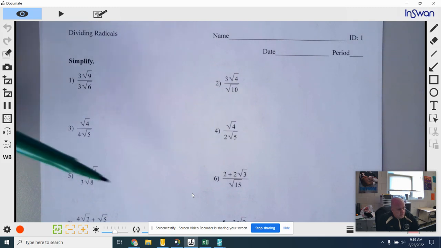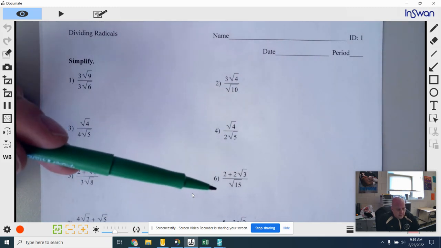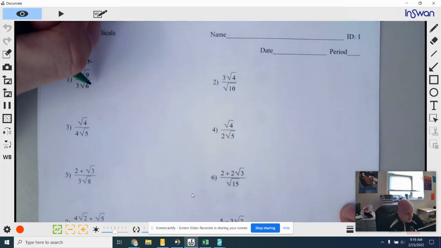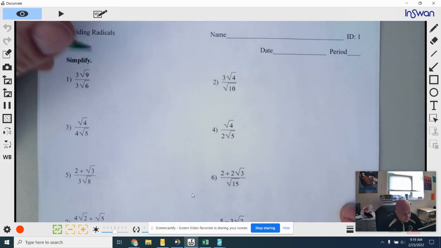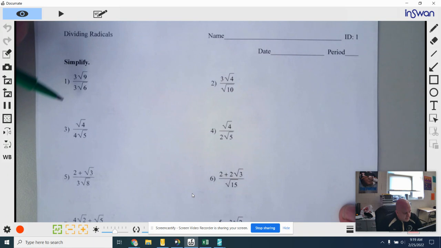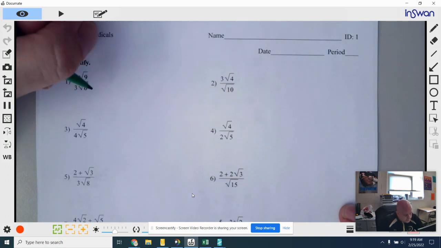And a radical in your denominator is pretty much considered like an improper fraction. It's never simplified unless you actually go ahead and eliminate that. So the numerator, it doesn't matter if there's a radical up top. It's only if it's in the denominator.